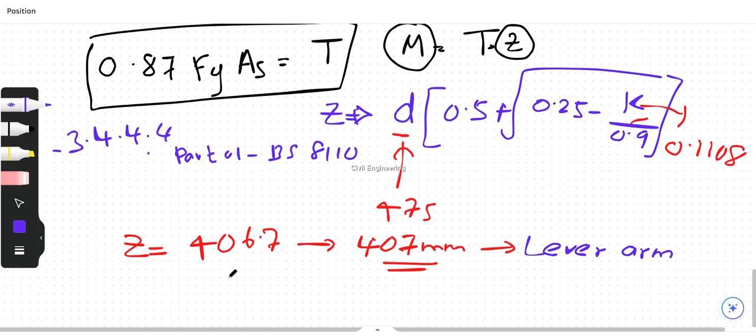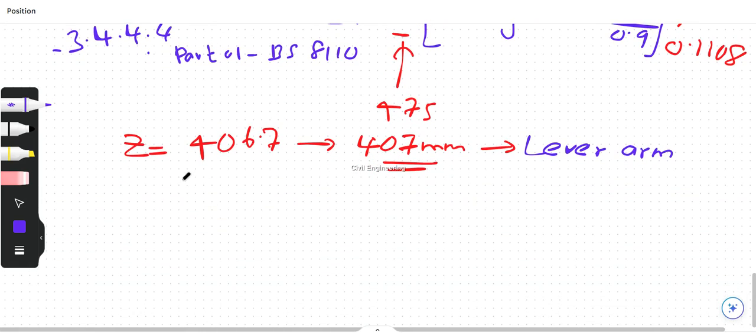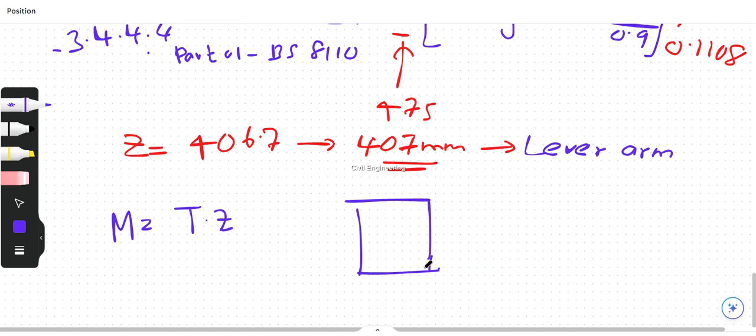So by using these two equations, now we can find the required amount of steel here. This is the equation we have to use: M is equal to T into Z. In this section, Z means the lever arm. M means bending moment. Bending moment is equal to the tensile force into the distance between the compression and tensile forces, that is the lever arm.